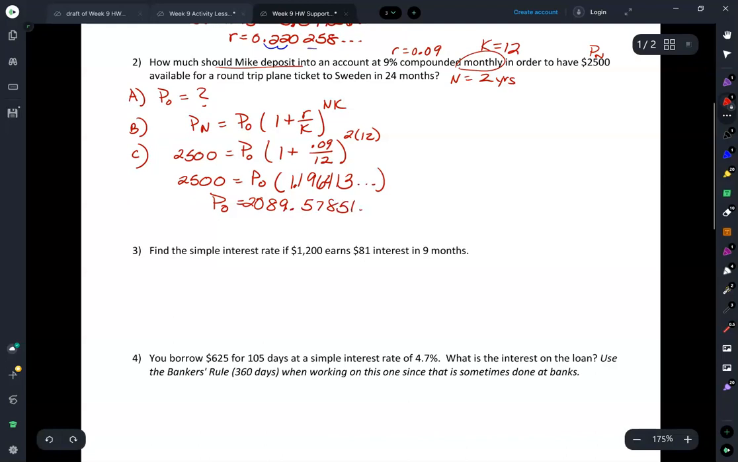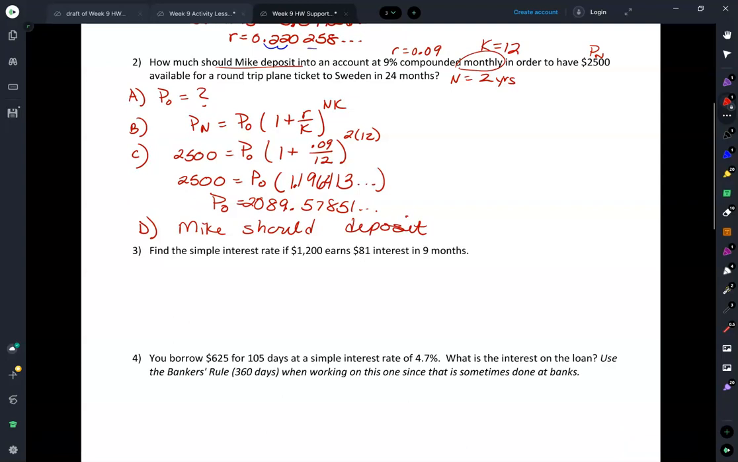And I'm writing out the whole thing for now. That would continue on. And then in my sentence, I'll round that off to the nearest cent. Sometimes it's round to the nearest dollar, whatever the directions say. So then I'm going to answer in context. Mike should deposit, just to make sure it matches up with what I was trying to find. And then I give closure to the problem. Mike should deposit $2,089.58 now. And that would be my answer for number 2.